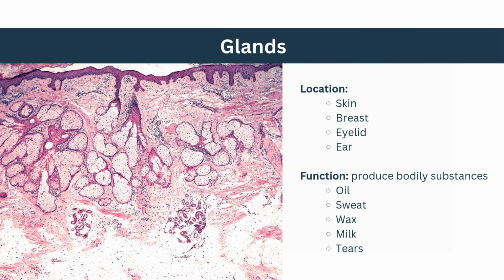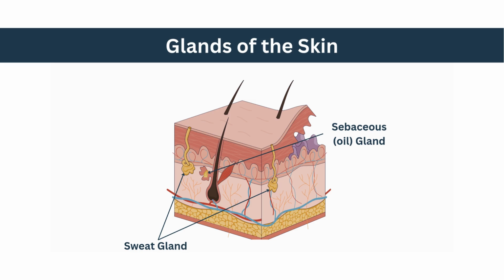There are three types of exocrine glands: merocrine, apocrine, and holocrine glands. Glands are in the skin, breast, eyelid, and ear. They function to secrete bodily substances such as oil, sweat, wax, milk, and tears. The glands of the skin include sweat glands and sebaceous glands.